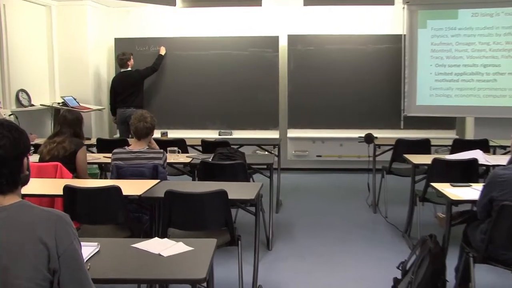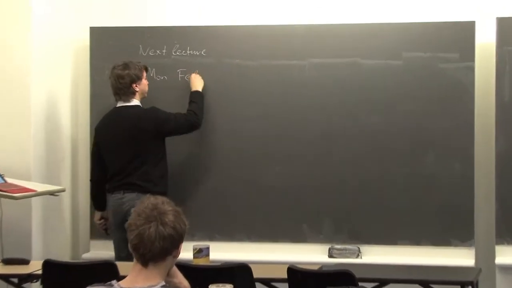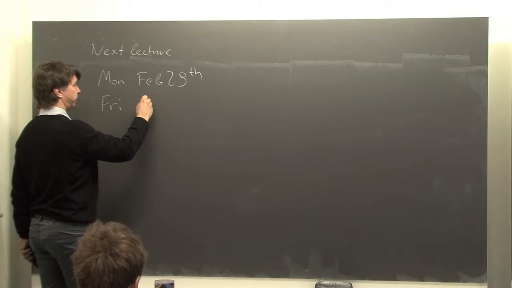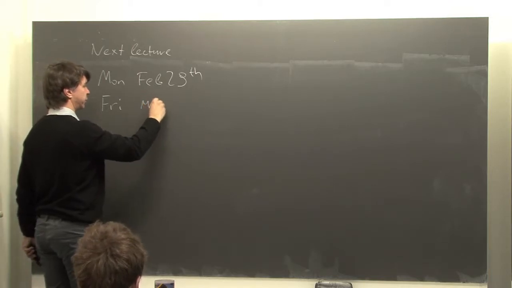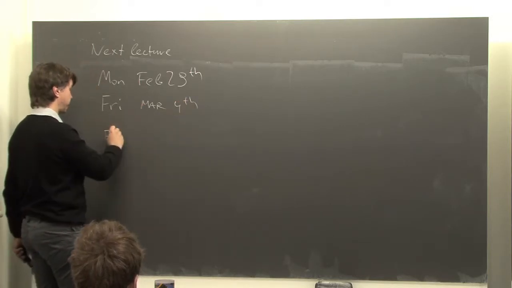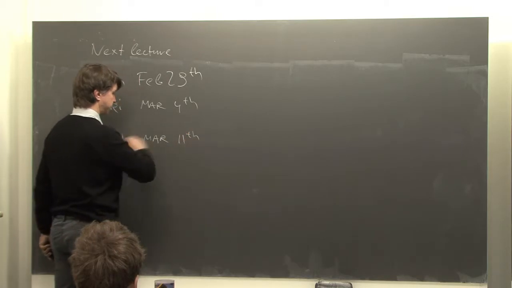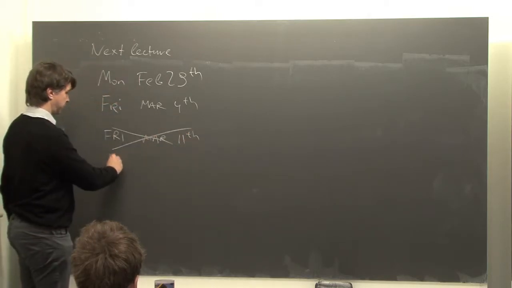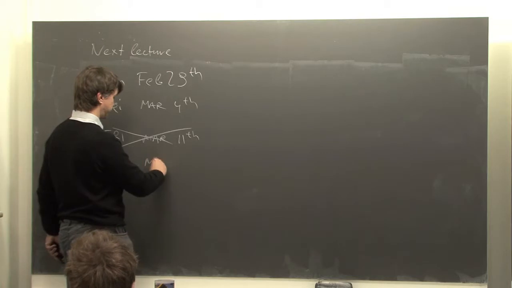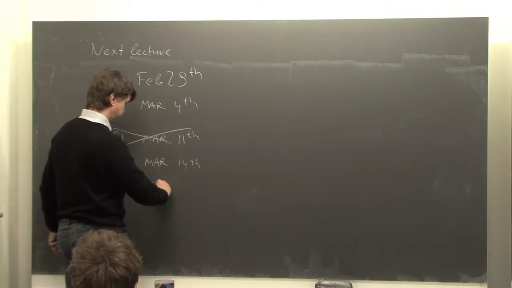The next lecture, same room. So it's Monday, February... 2016? Yes, February 29th. Friday. It's March 4th. Now, March 11th, I'm away, so since we have this Monday, I think we can safely cancel it out. So we just cancel it out. But let's maybe again have Monday, what is it, 14th. Monday, March 14th. And Friday, March.